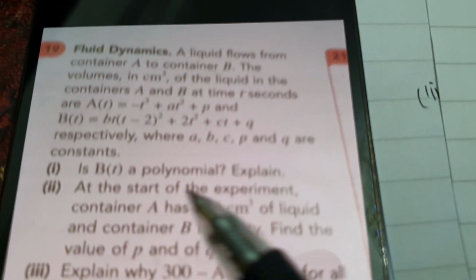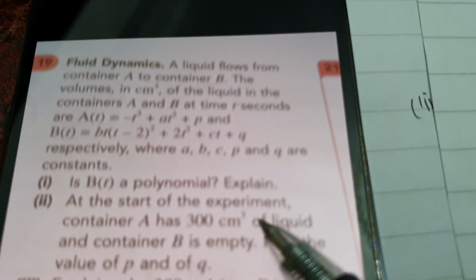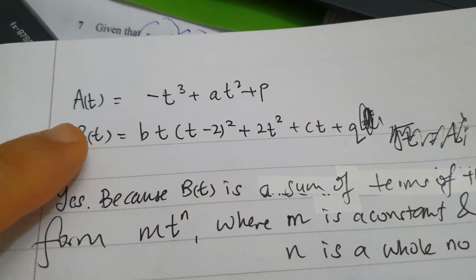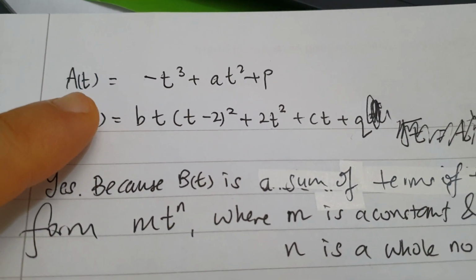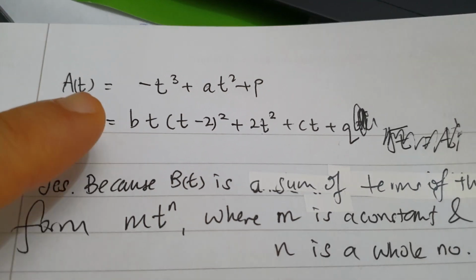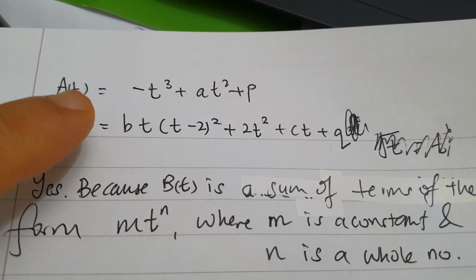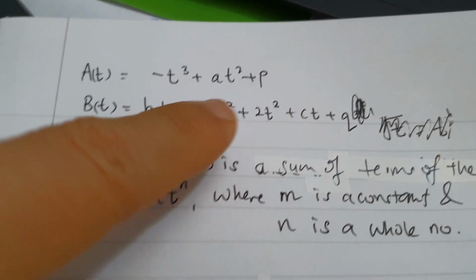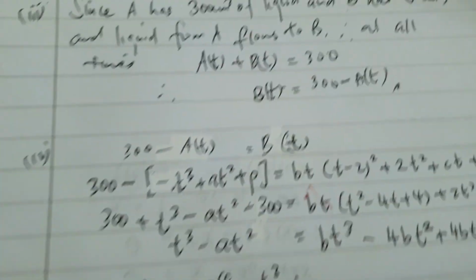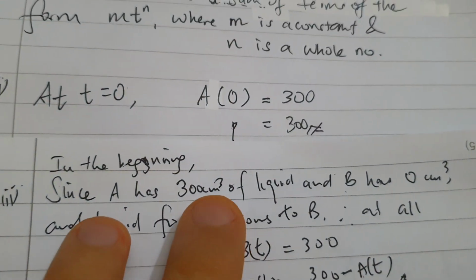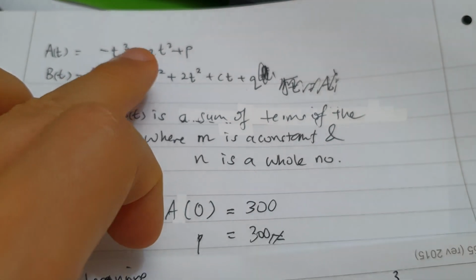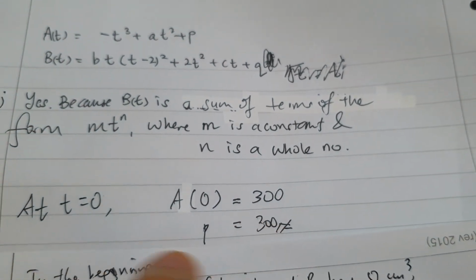Now what does this mean? Whenever you see at the start of the experiment, what you need to do is to let this t be 0. So A(t), which means A(0), is equal to this one, with t as 0. So your p equals 300. Which means that your p, you see, this is 0, this is 0, so your p is 300. Finish already, you have found p.